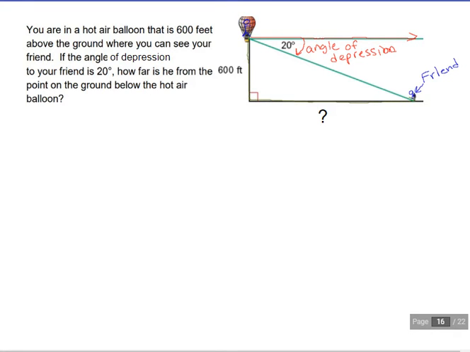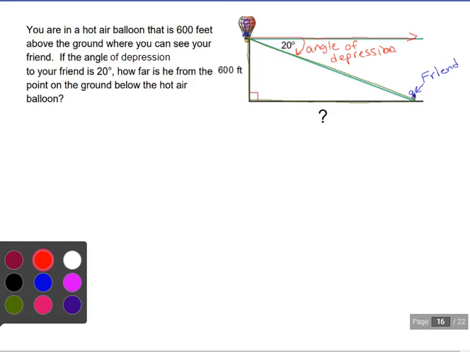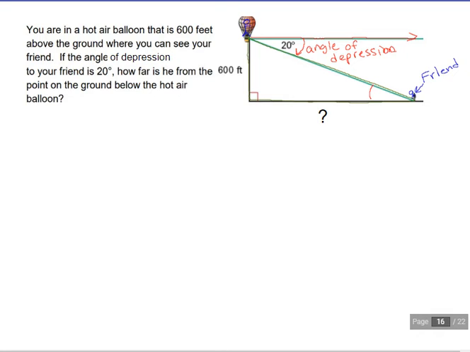So the angle of depression actually exists outside of the triangle itself, which makes it a little bit tougher because we actually have to figure out an angle inside this triangle. I think we have a couple options. Now, the easiest one to me is understanding that if you look down at your friend, your friend's looking back up at you. And so that means there's another angle right here from your friend looking back at you. This is not an angle of depression. This is going to be the angle of elevation.